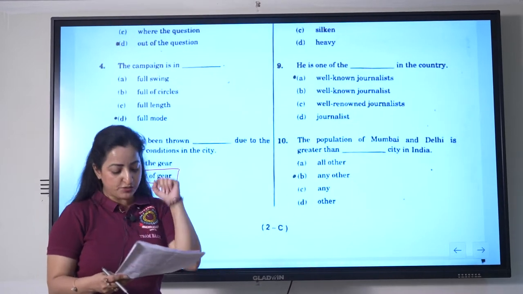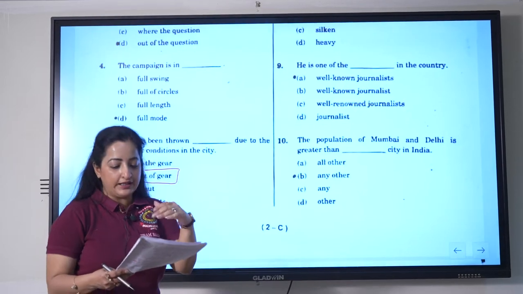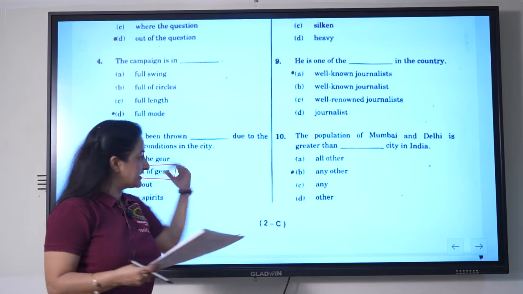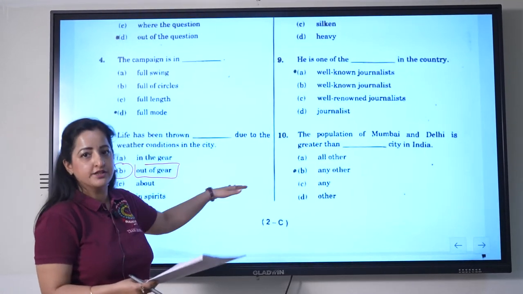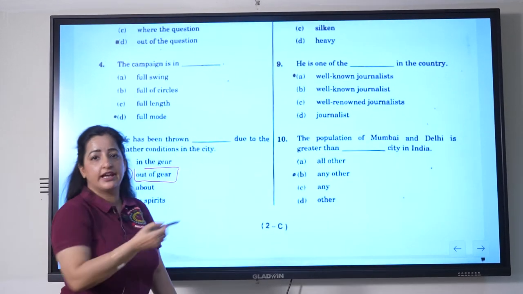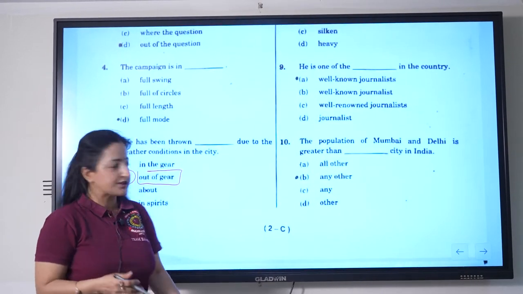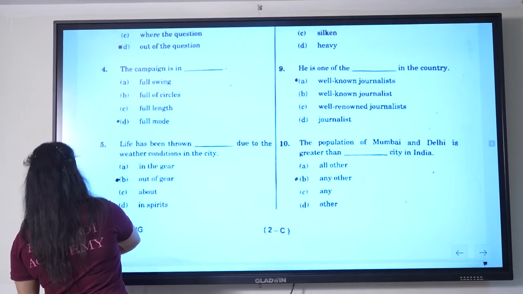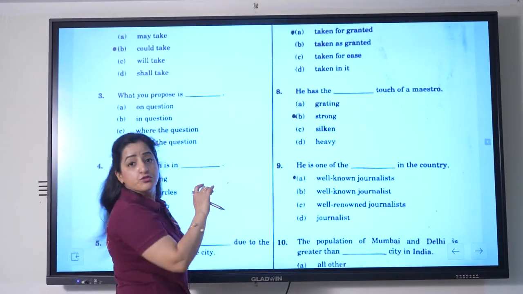Now, students, you need to know that in this paper, if you notice, there were idioms. And UPSC has tried to integrate idiom related questions here and there in the paper. At multiple places, you will eventually realize there are idioms in the paper. So full swing is an idiom, out of the question, out of gear. Actually, all are idiom based questions and just integrated as fill ups. All right. So we were, I believe, at question number 7. So we should do question 8 now.